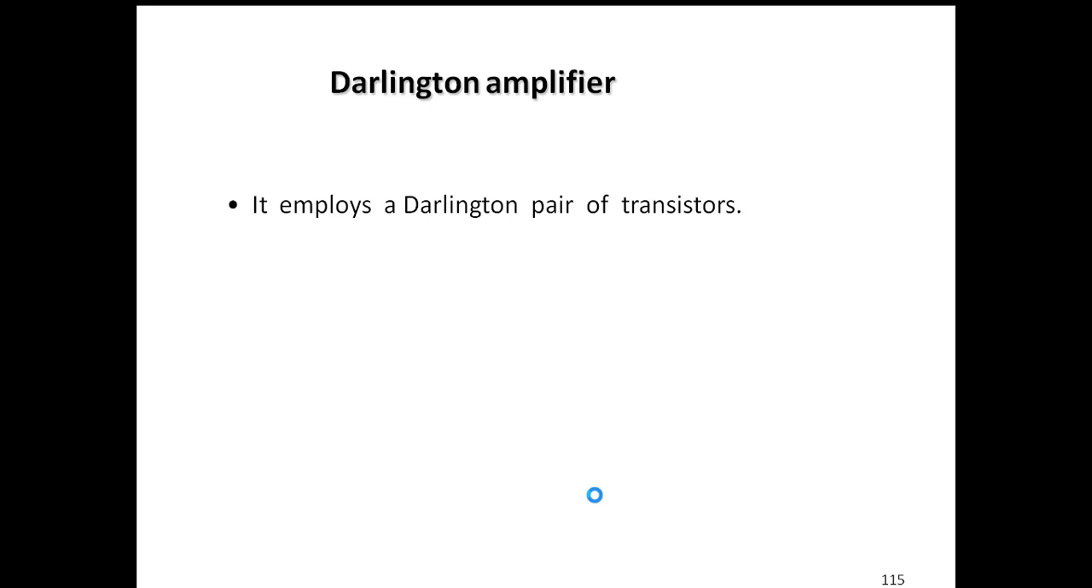Therefore, the current gain is defined as the ratio of output current to the input current. Therefore, when the current gain is equal to 1, then the output current is equal to the input current. So, the output current follows the input current. So, here what is the output current? Since it is common collector, at the emitter we are taking the output. Therefore, the output emitter current is equal to the input base current.